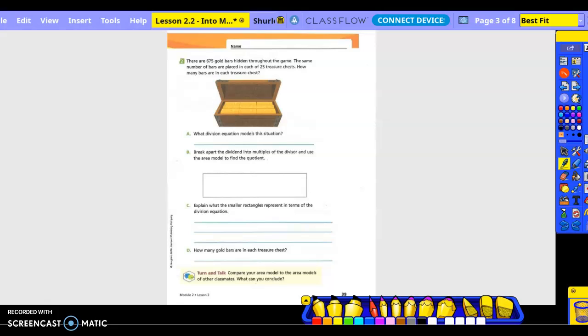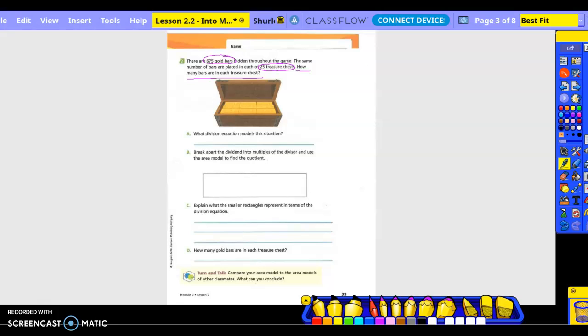There are 675 gold bars hidden throughout the game. The same number of bars are placed in each of the 25 treasure chests. How many bars are in each treasure chest? So 675 golden bars, 25 treasure chests. How many bars are in each chest?